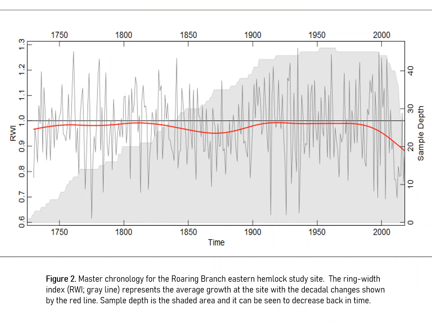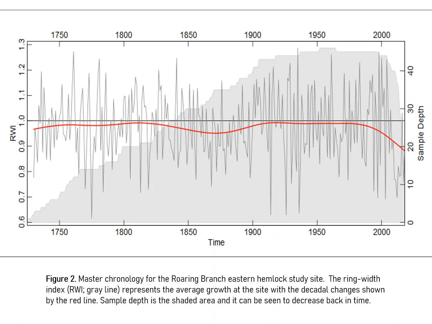So, this first image, figure 2, shows the master chronology for the Roaring Branch Eastern Hemlock Study Site. The ring width index, which is the darker gray line, represents the average growth at the site per year from an average of all the trees, with the decadal changes shown by the red line. So kind of an averaged out, smooth growth curve for each decade.